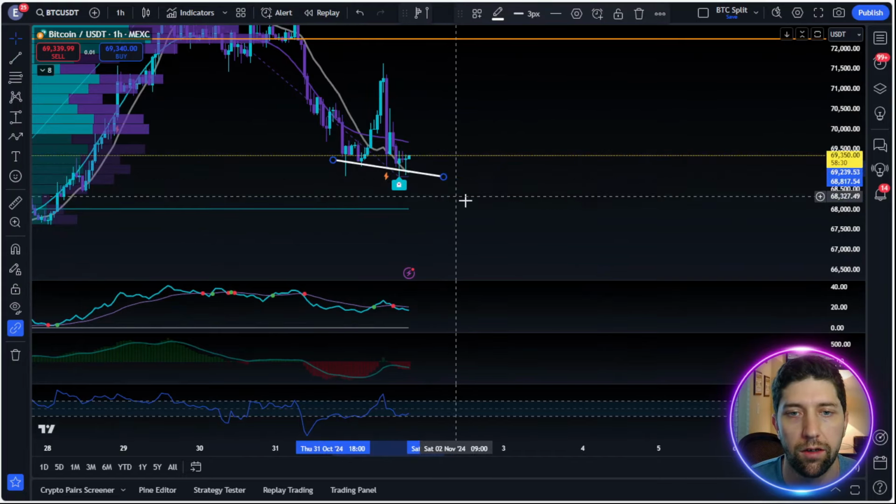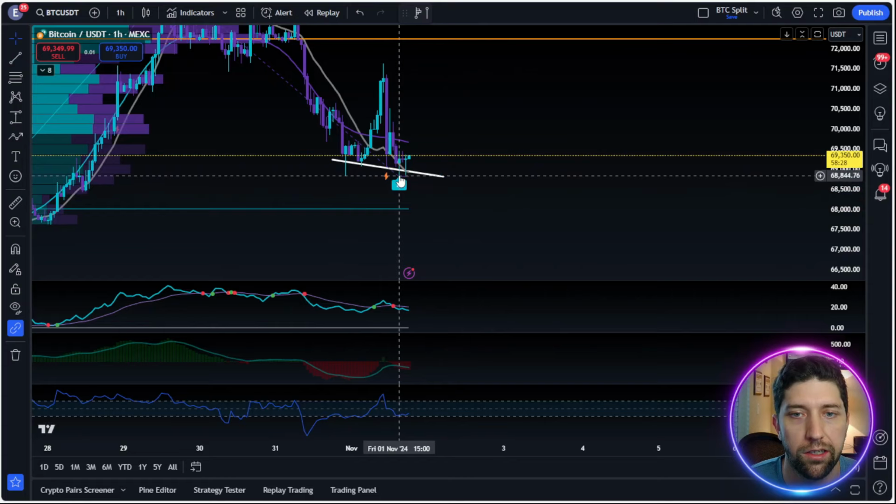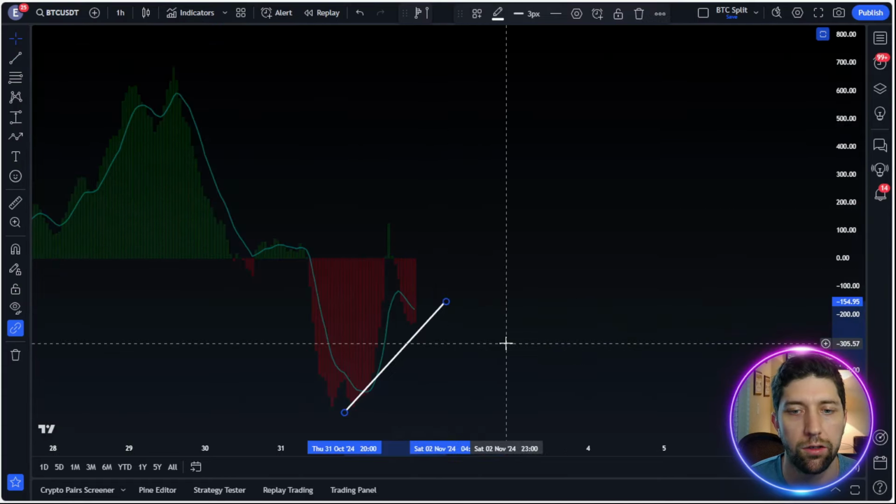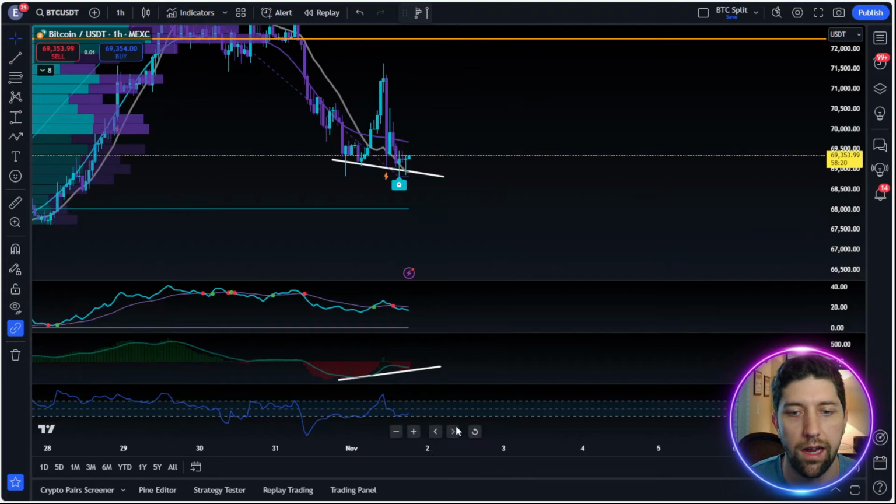As you can see, there are lower lows in terms of price action, but at the same time, if you go look at the MACD, you're creating higher lows right now on the oscillators, and same with the CCI.